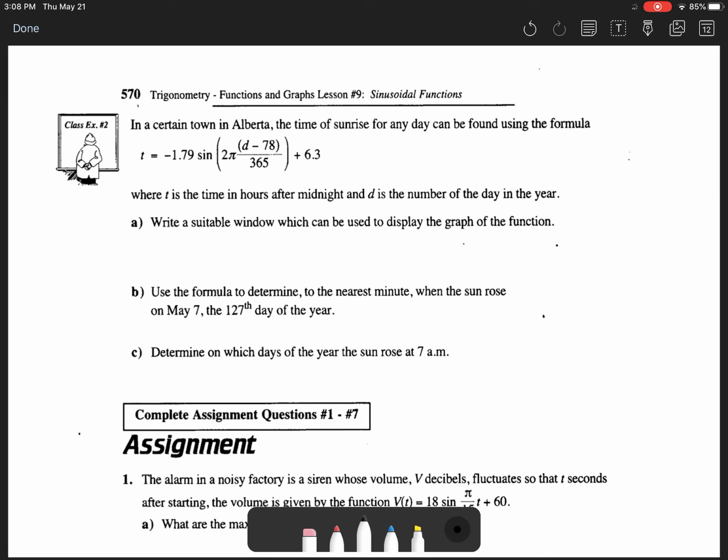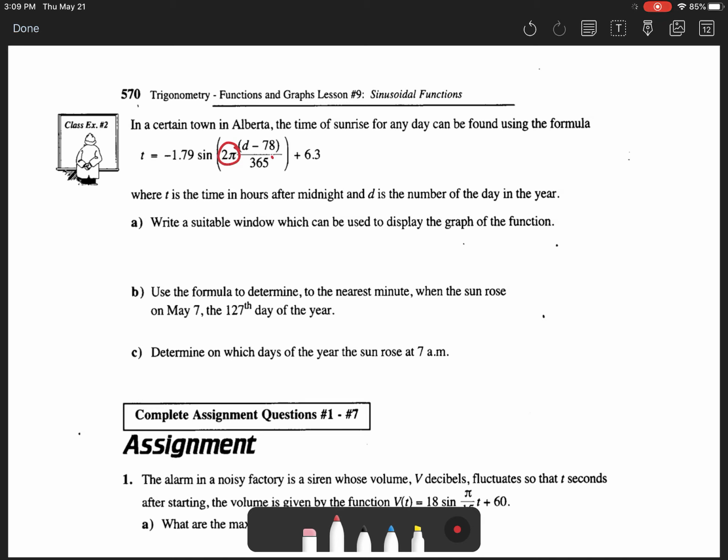Pretty short, and then it's just a lot of practice. So in a certain town in Alberta, the time of sunrise for any day can be found using this formula. Now, this formula, again, is interesting. One thing I want to mention before we go again is we're going to talk about time here. So again, time is going to be a 24-hour clock. So just like in the previous question, if you get an answer, in this case, say 14, that's 14 hours after midnight, that's going to be 2 o'clock in the afternoon.